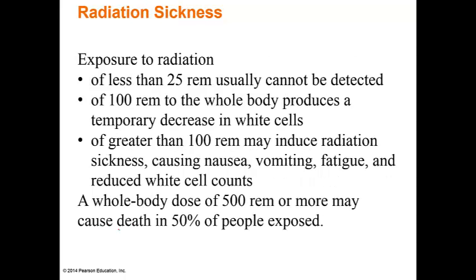Exposure to radiation: anything less than 25 rem usually cannot even be detected in you. 100 rem to the whole body produces a temporary decrease in white cells, okay? So this is where radiation treatment is dangerous for cancer, because the people undergoing the radiation treatment can become very sick because you can have a reduction in white blood cell counts. Greater than 100 may induce radiation sickness, causing nausea, vomiting, fatigue, and reduced white cell counts. A whole body dose of 500 rem or more may cause death in 50% of people exposed.